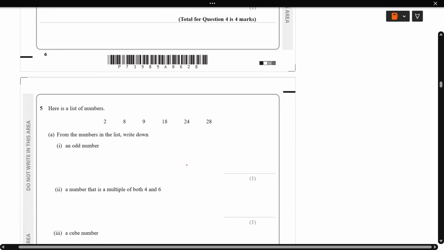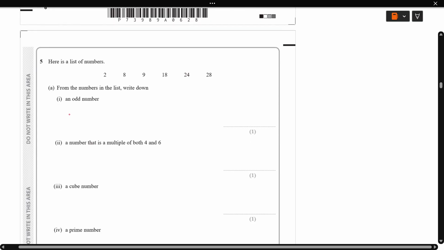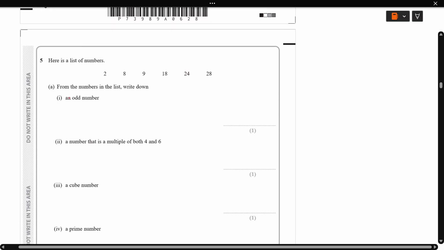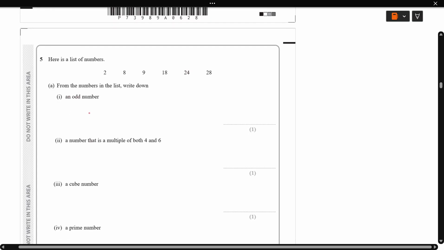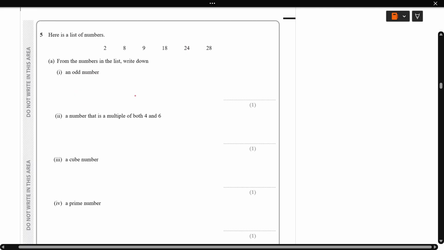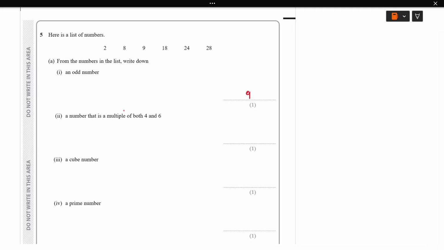Okay, so next one, here is the list of numbers. From the numbers in the list, write down an odd number. The odd number is going to be 9, so 9 is the correct answer. Next, a number that is a multiple of both 4 and 6. Only 24 is a multiple of both 4 and 6, so 24.